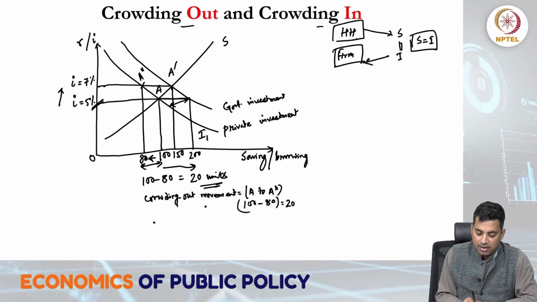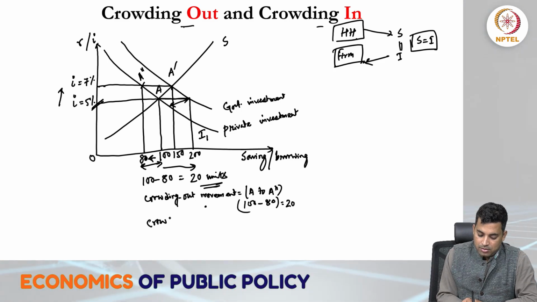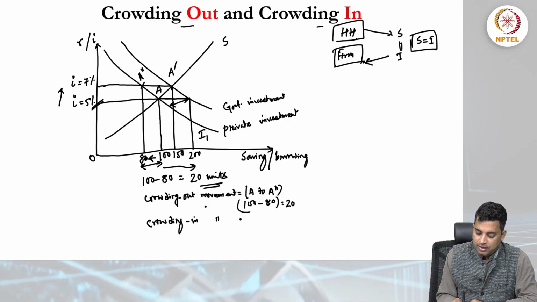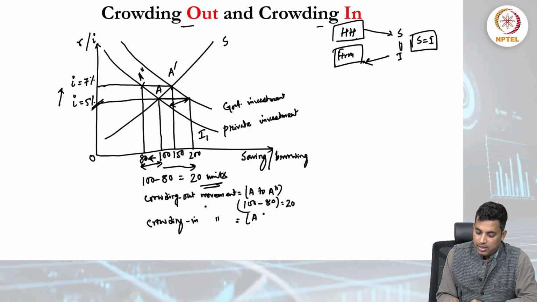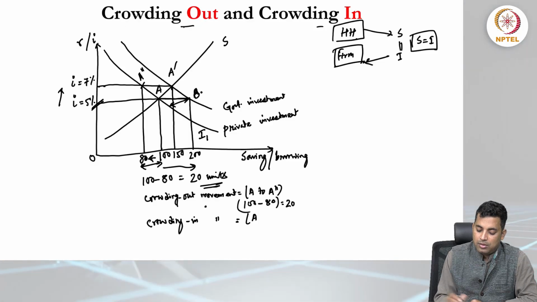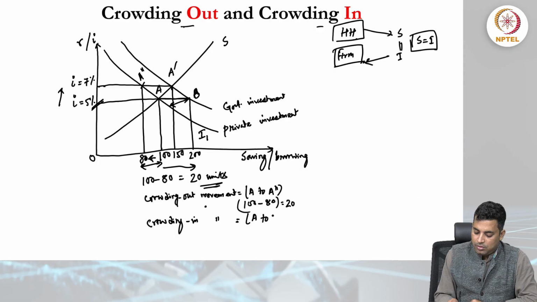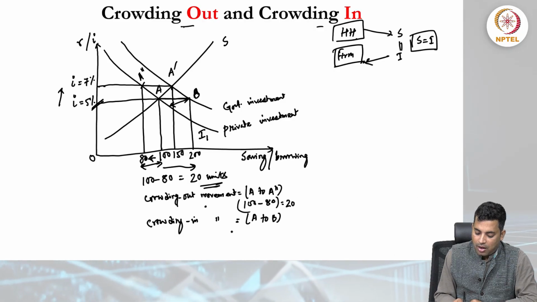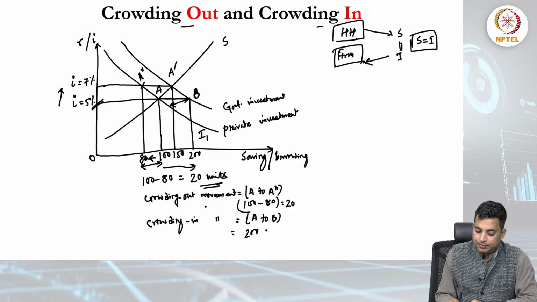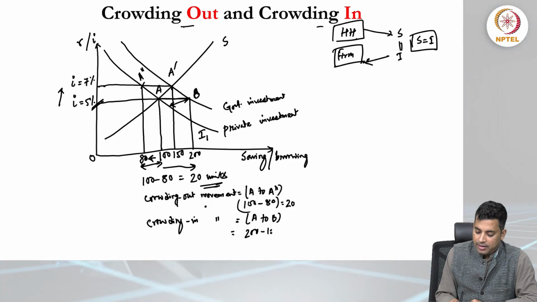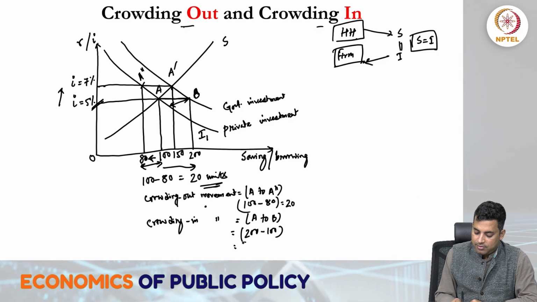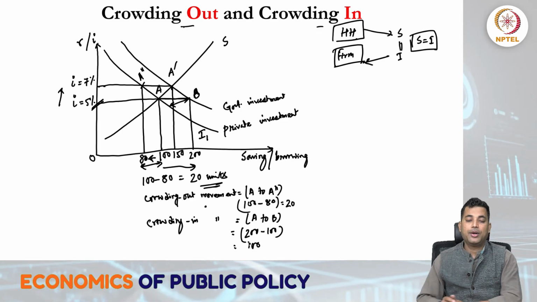So that is what the crowding in movement is basically, A to B, and the output is basically 200 minus 100, which is 100 that we are talking about.